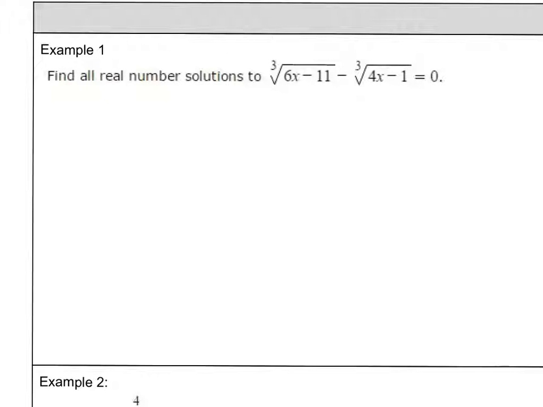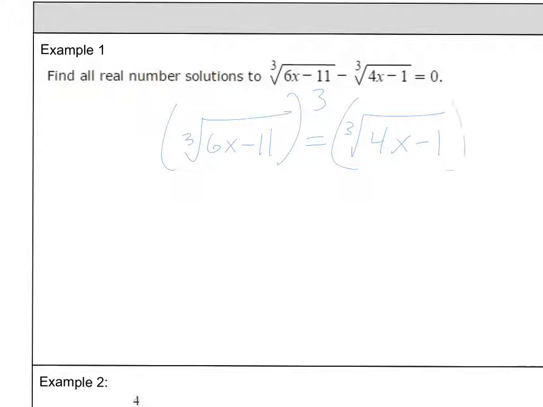This problem is not too far away from the one that we just did. It's just a different kind of radical on here. But I still need to have that radical be isolated. So I'm going to add this chunk of stuff to both sides so I can get a radical isolated. That's going to leave me with the cube root of 6x minus 11 equal to the cube root of 4x minus 1.